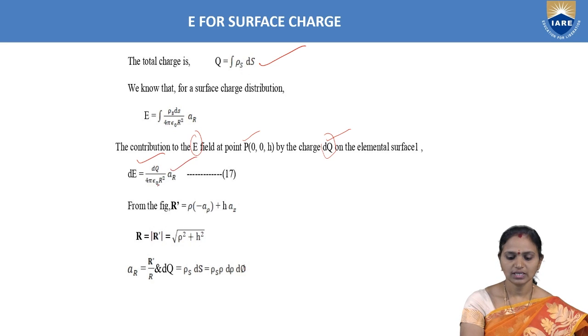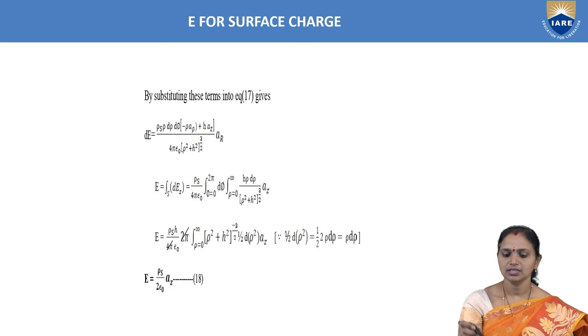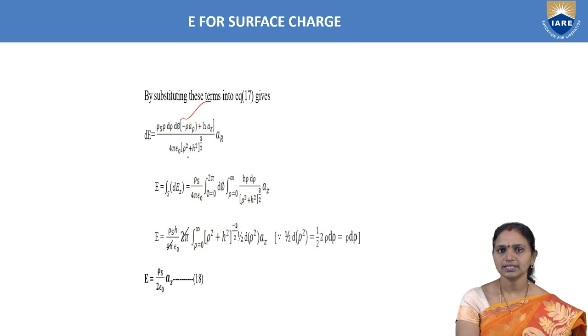Now in this, as we calculated a_R and R, we substituted them. By substituting all of them, dE equal to rho s rho d rho d phi times (minus rho a_rho plus h a_z). That means field point minus source point; you have to move from the field point to the source point. That's why we got 0 minus x a_x plus 0 minus y a_y plus h a_z. So that is minus rho a_rho plus h a_z divided by 4 pi epsilon naught (rho square plus h square) whole to the power of 3 by 2. Now by substituting both the values here, phi equal to 0 to 2 pi and rho from 0 to infinity, h rho d rho.